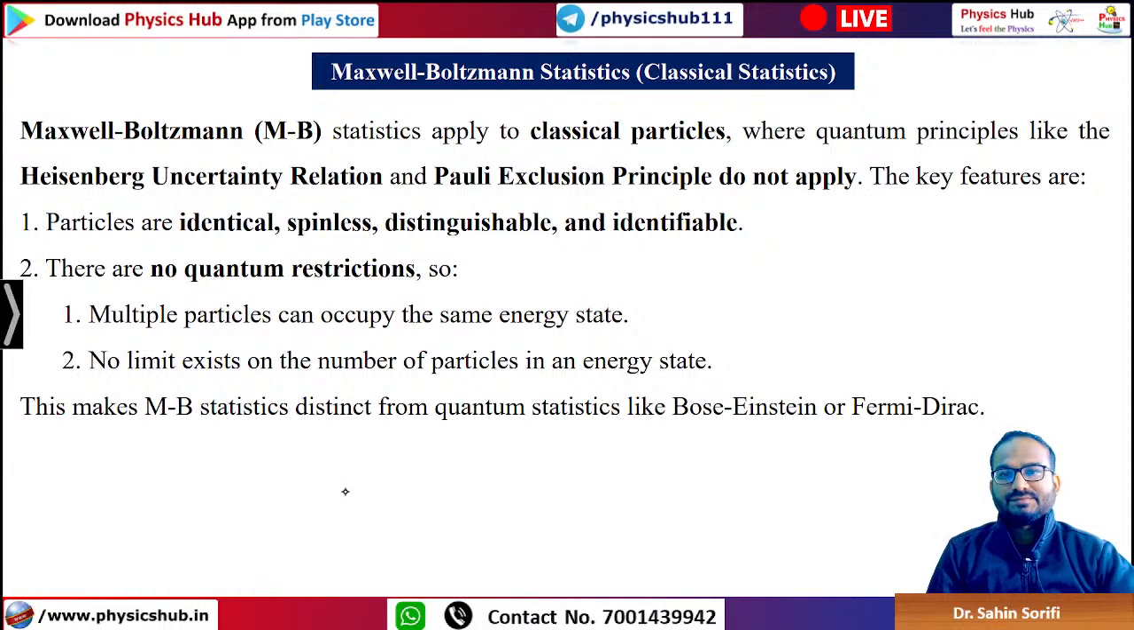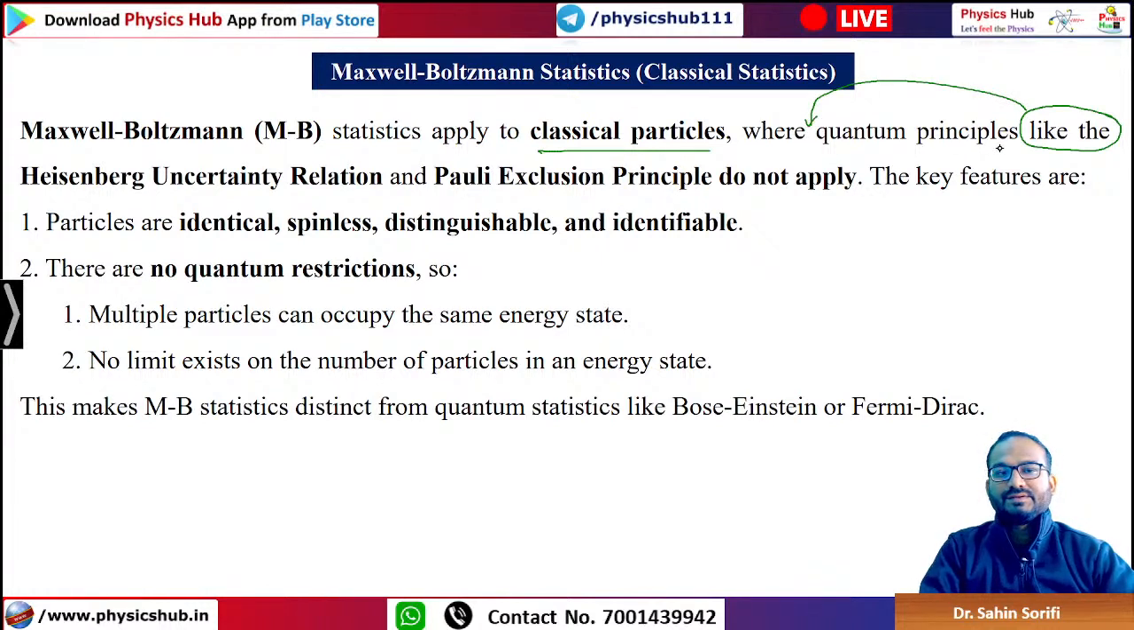Maxwell-Boltzmann statistics, the classical statistics. In short, we will call it MB statistics. It applies to classical particles, where, like the quantum particles, the Heisenberg uncertainty relation and Pauli's exclusion principle do not apply.